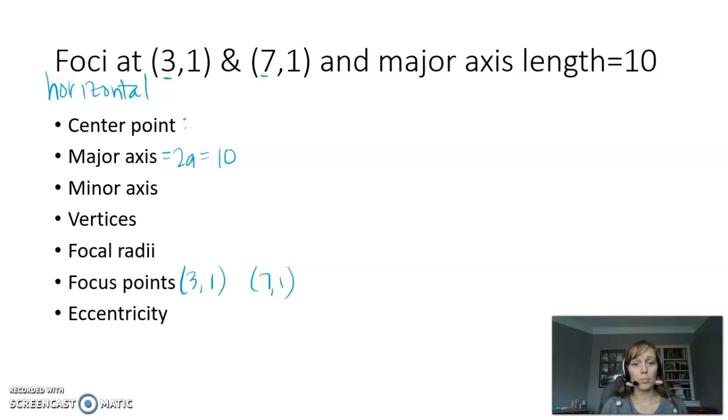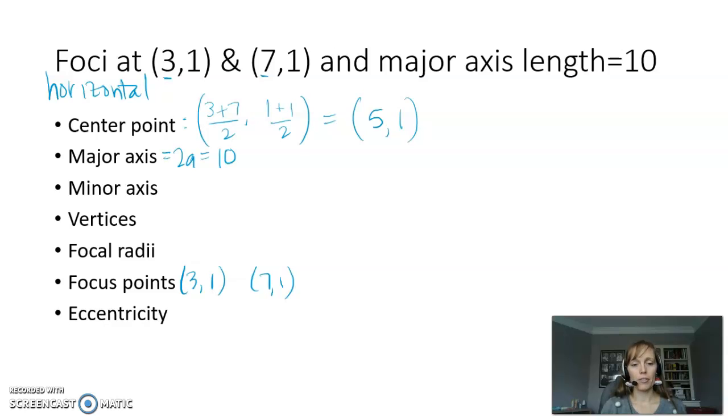In order to find the center point, since I know the two foci, I hate that word, by the way, I know that the center point exists right in the middle of those two. So finding a midpoint means that I add the points together and divide by 2. So I have 3 plus 7 divided by 2, and then I have 1 plus 1 divided by 2. So my center point is at 10 divided by 2, which is 5, and 2 divided by 2, which is 1. So the center point again is found by finding the midpoint between the two focus points, and midpoint is found by adding the two values together and then dividing by 2.